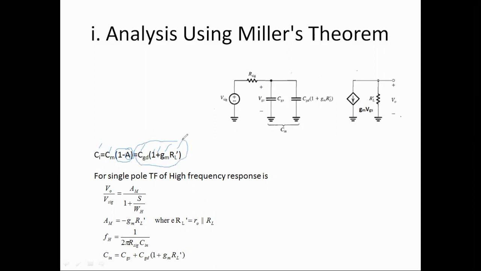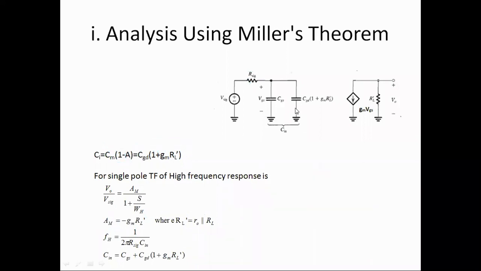Now I am going to write the single pole transfer function of the high frequency response: V0 by Vsig equals AM divided by 1 plus s over omega H, where AM is gm into RL dash, and RL dash is ro parallel to RL. So the higher cutoff frequency fH equals 1 over 2 pi times the resistance and the capacitance. These two are connected in parallel, so that Cin equals CGS plus CGD into 1 plus gm into RL dash. This is using Miller theorem.